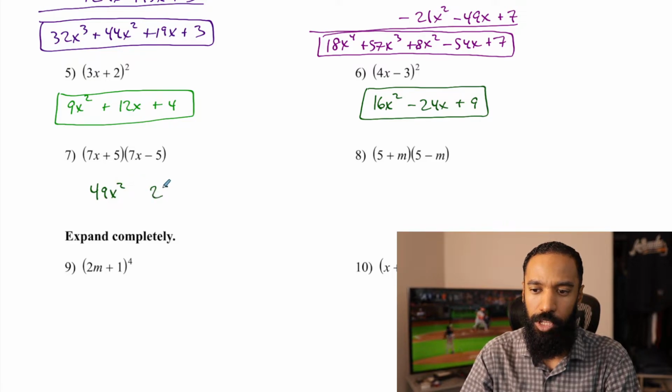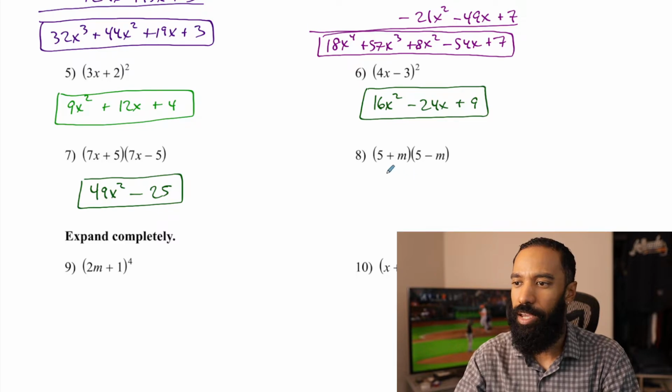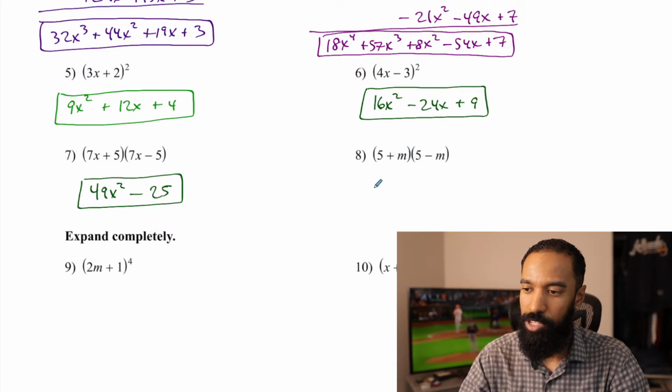Square the first term, square the last term, subtract the result. Boom. And then right here, same-ish, 5 plus m, 5 minus m. Square the first term, square the last term, subtract the result.